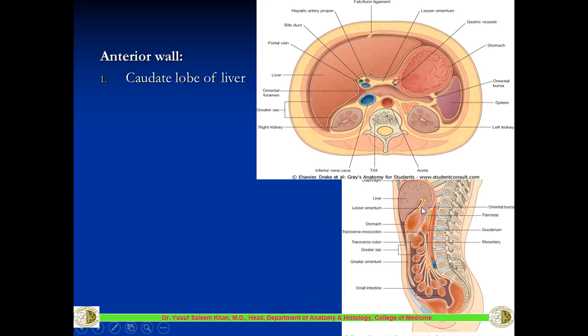So here you can see again the caudate lobe, a part of the liver, also forming the anterior wall. The caudate lobe of the liver, then the lesser omentum itself. This is the lesser omentum, and here also you can see the lesser omentum. Then the posterior wall of the stomach.